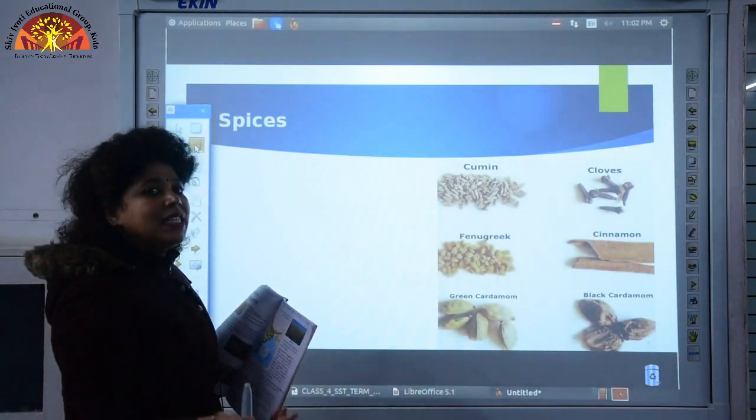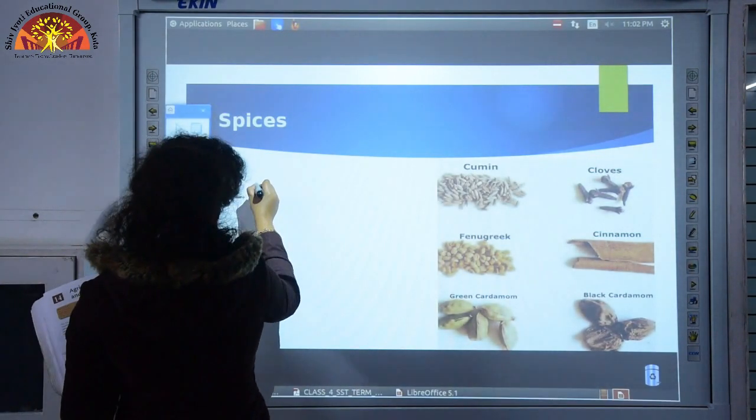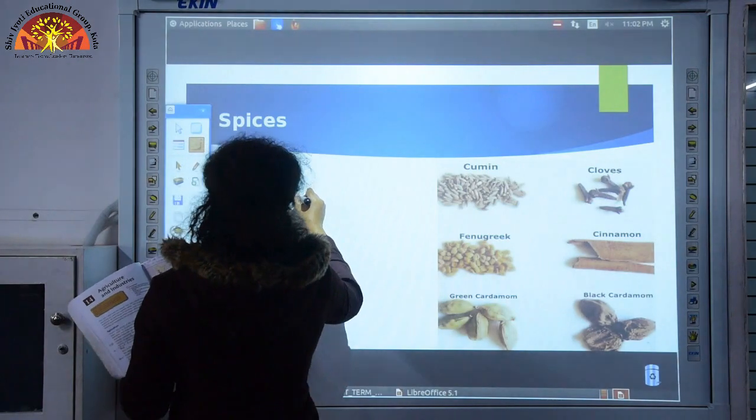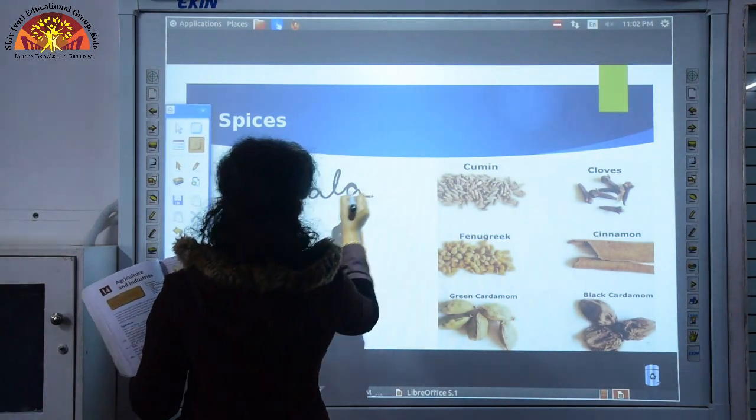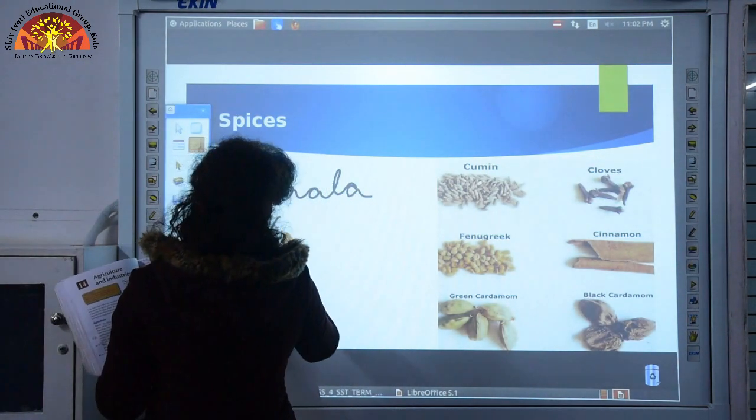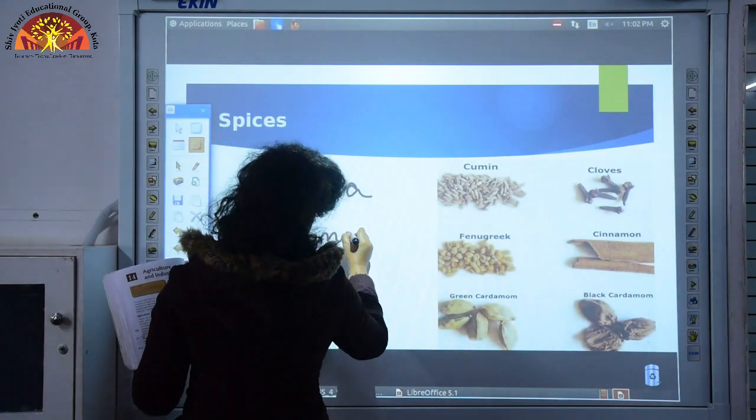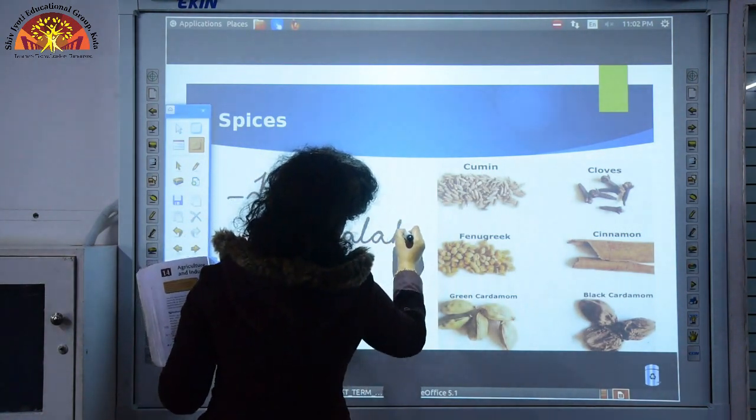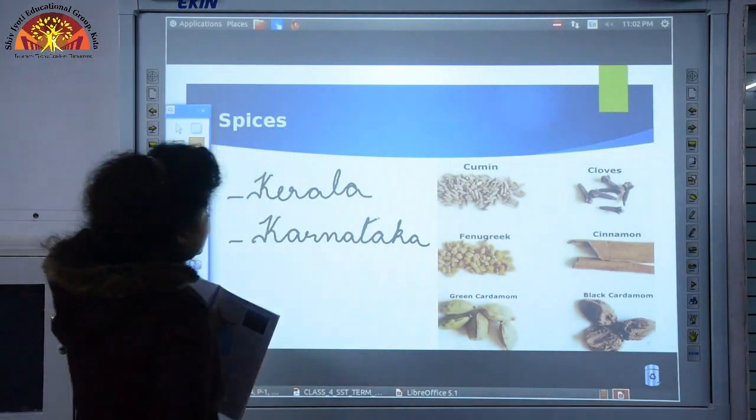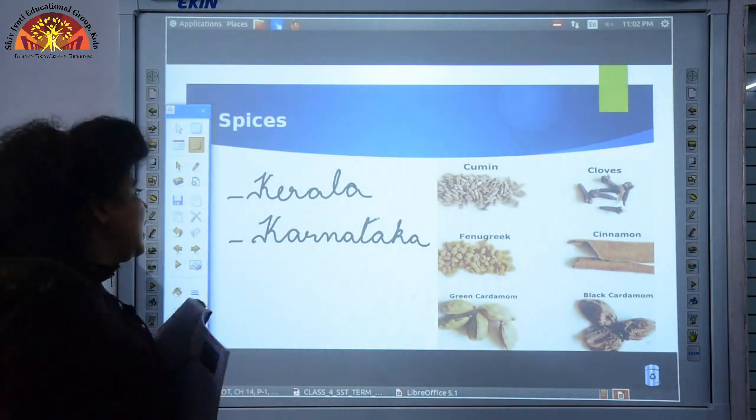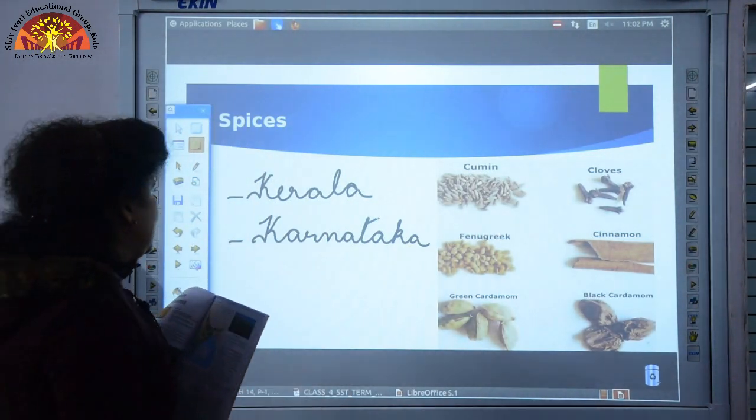And spices are mainly grown in the states of Kerala and Karnataka. So, spices are mainly grown in the states of Kerala and Karnataka.